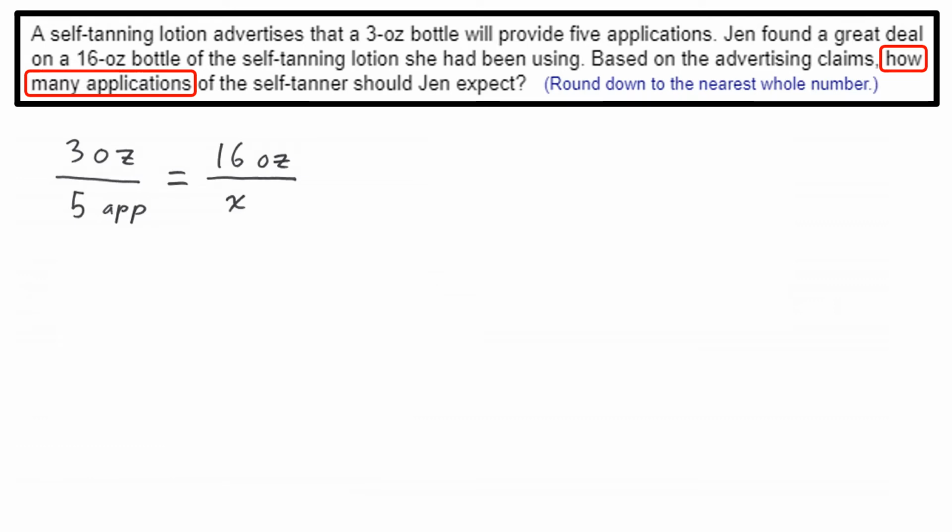Since we don't know it, we're going to call it x, or you could use a different variable such as n. And I'm writing applications as the units just to be consistent, and so it's the number of ounces over the number of applications on both sides. On the left, we knew both of those values. On the right, we knew the 16 ounces, and we're looking for the unknown number of applications.